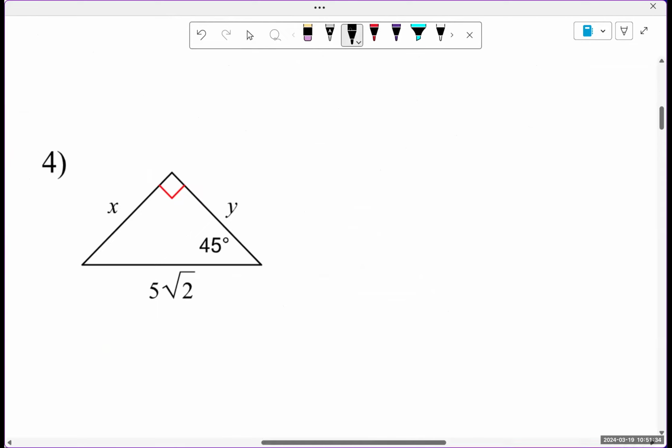Now, that's not a 30, 60, 90. Okay, 90 plus 45 is 135. That leaves 45 over here. Okay, 45, 45. Now, think back to your geometry. What do we call a triangle with 2 congruent sides? Equilateral is 3 congruent sides. 2, this is the hardest to remember. Isosceles. Okay, this is an isosceles triangle.